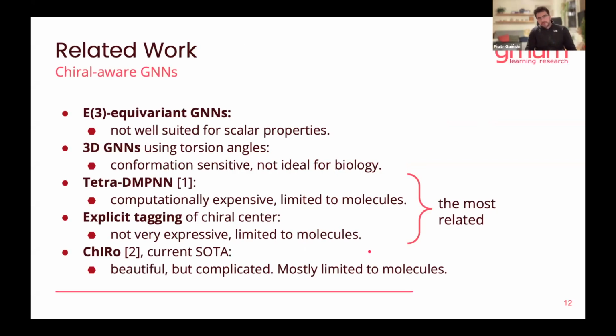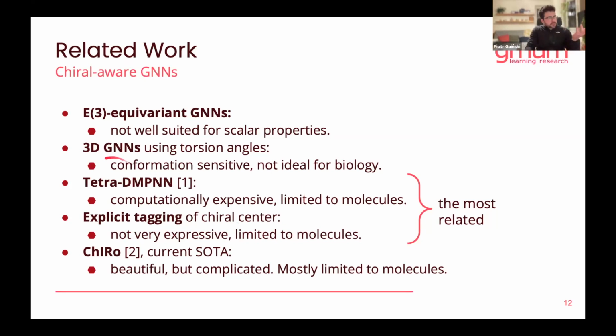Okay, and obviously we are not the first ones, since it's kind of interesting and vital. There are a bunch of methods that can capture chirality in some sense. The first one, probably the widest, is that P3 equivariant GNNs can capture chirality. I mean, they are equivariant with respect to reflections. However, they are rather suited for predicting tensors or vectors, not scalars. And as far as I know, they are not working very well for predicting scalar molecular properties.